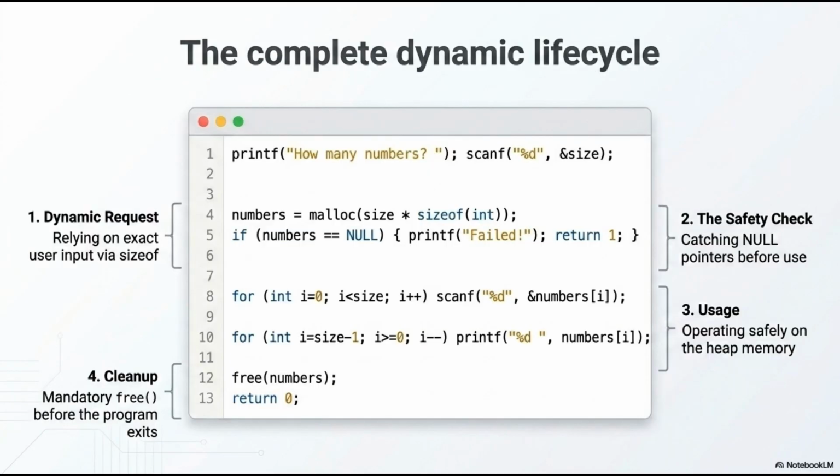So your complete dynamic lifecycle boils down to exactly 4 steps. Step 1, dynamic request using sizeof. Step 2, the safety check, instantly catching the null pointer. Step 3, safe usage of the heap memory. And step 4, strict cleanup, calling free right before the program returns. That right there is the perfect anatomy of a dynamic C program.